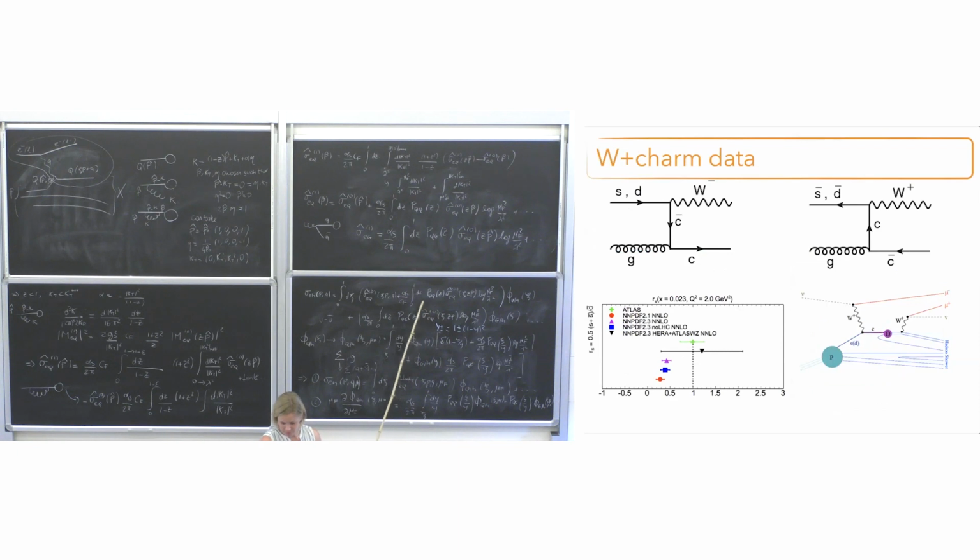W plus charm is important, and we still don't have an NNLO computation. Thanks to the CKM enhancement, W plus charm constrains the strangeness inside the proton. So this is complementary to the CHORUS measurements, and actually there is a bit of a tension between those.